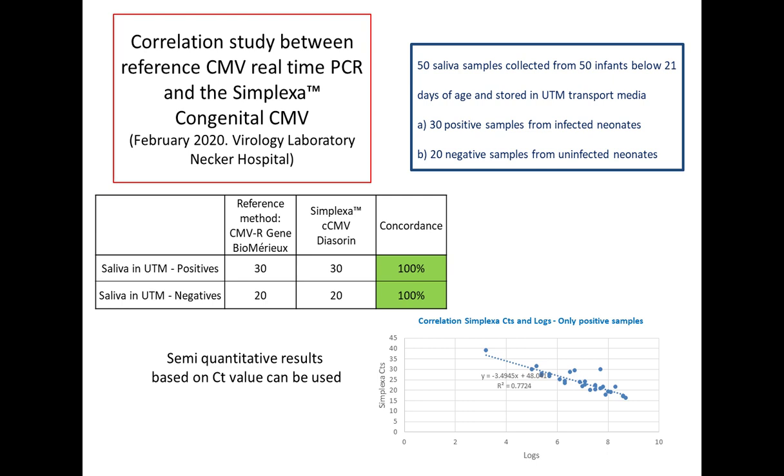In our lab, we did a correlation study between the reference CMV real-time PCR from our lab and the Simplexa Congenital CMV assay. We tested 50 saliva samples collected from 50 infants below 21 days of age and stored in UTM transport media. There were 30 positive samples from infected neonates and 20 negative samples from uninfected neonates. And you can see that the concordance between the reference lab methods and the Simplexa assay was perfect, 100%. We tried to correlate the Simplexa CT values and the log values obtained in positive samples, and you can see also that the correlation was quite good.